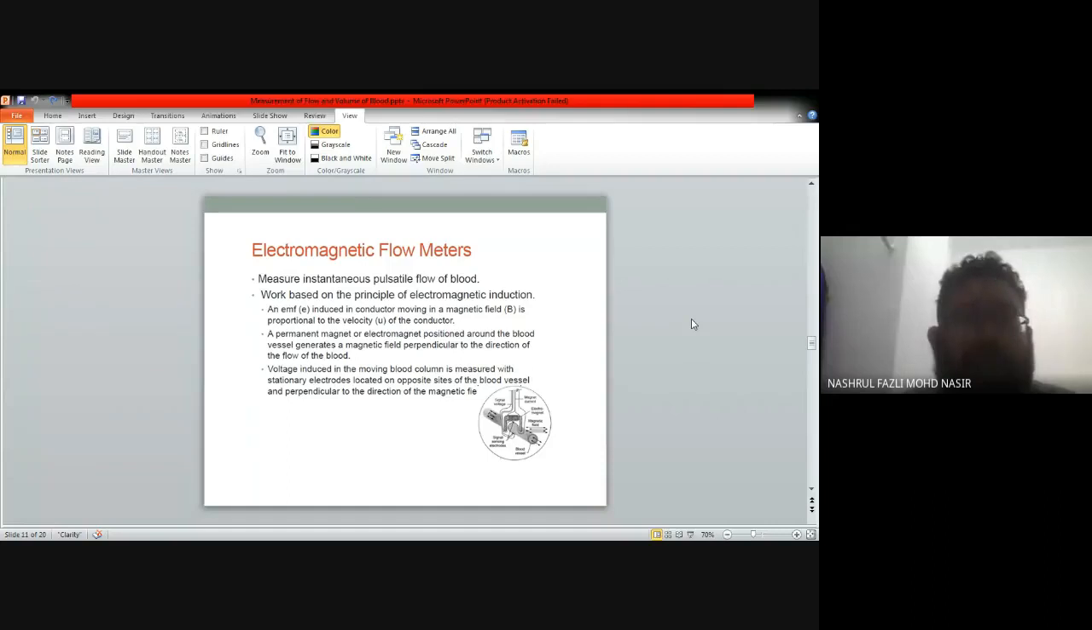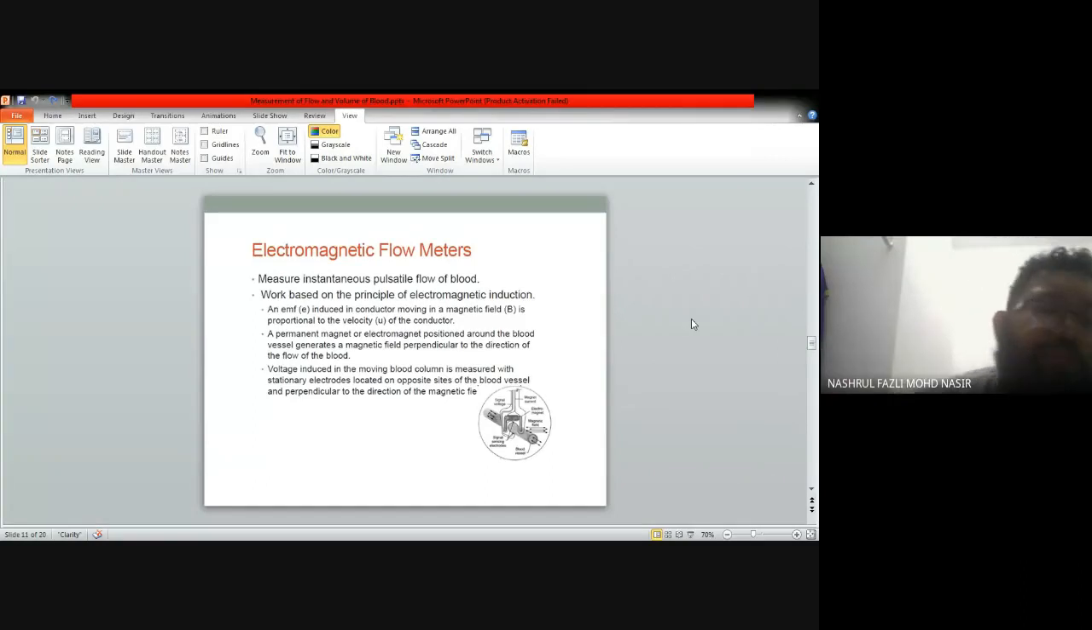Now we have another way of measuring the blood flow. Now we are going to manipulate the electromagnetics of the blood. So, measure instantaneous pulsatile flow of blood. It is based on the principle of electromagnetic induction. The electromagnetic field is induced in a conductor.